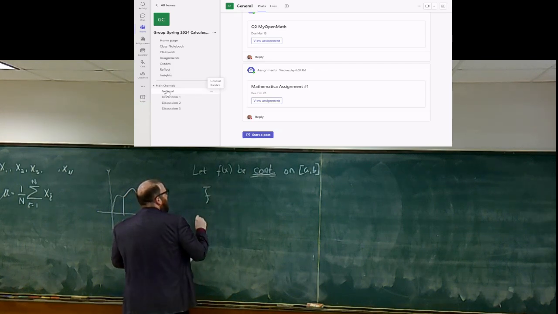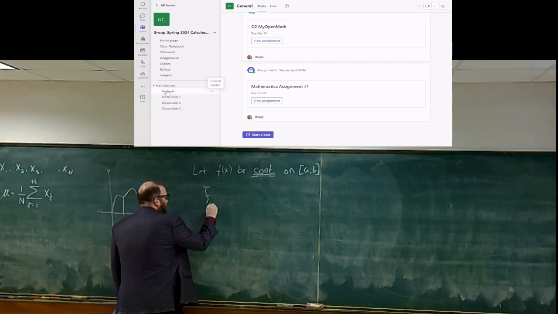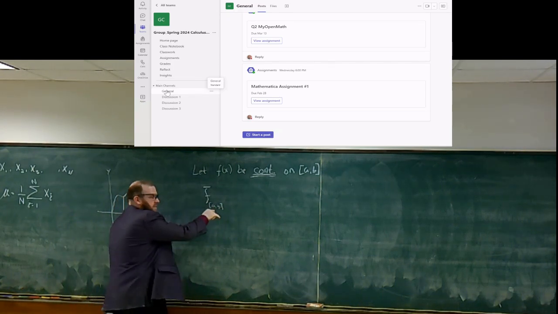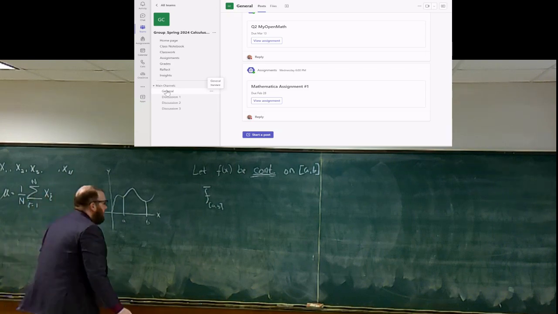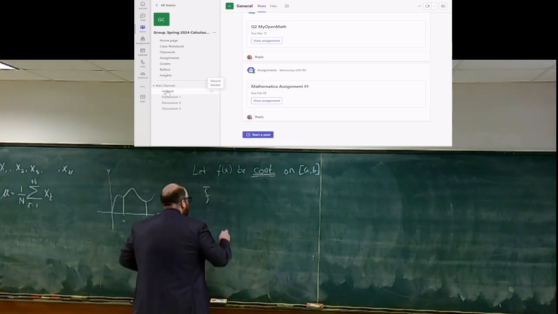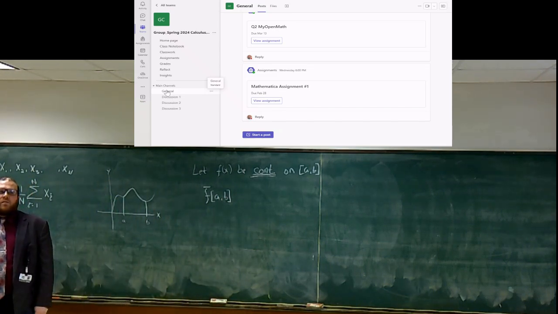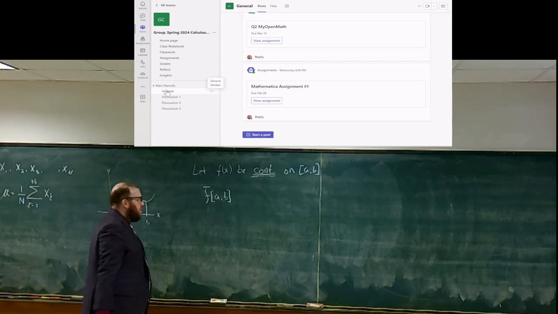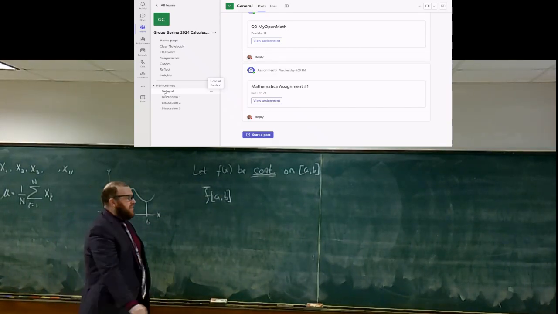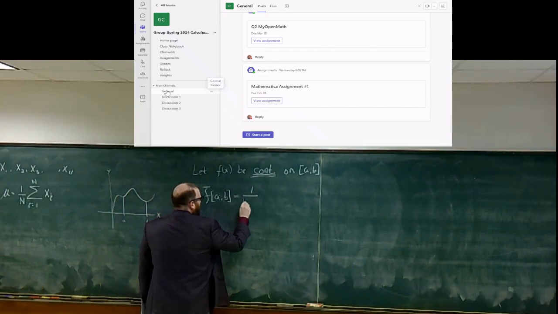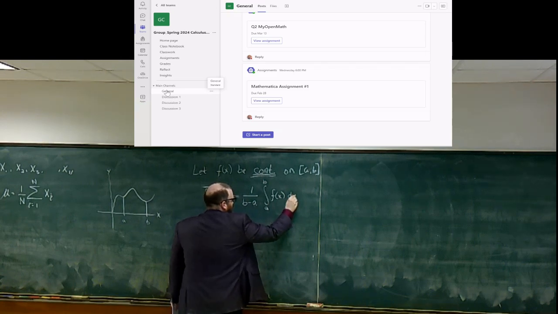So average value, we denote F bar. And I also sometimes include this to signify it's the average value over this specific interval. I could also do this instead of a subscript. So average value of f over a to b, 1 over b minus a times the integral from a to b, f of x dx.